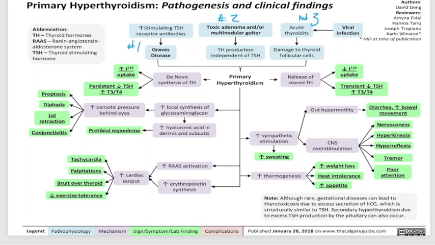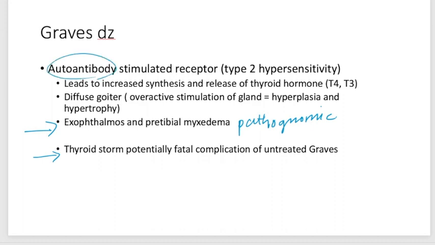Here is that pretibial myxedema. That is increased hyaluronic acid in the dermis and subcutaneous area, and that presents with that doughy situation. The way that we are going to test for this is we're going to be looking for antibodies. So if you have TG antibodies, exophthalmos, and pretibial myxedema, you have Graves' disease.